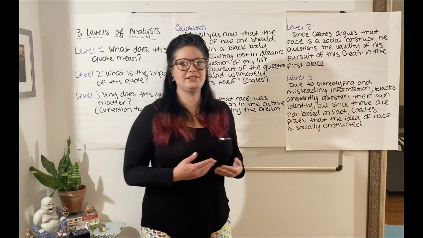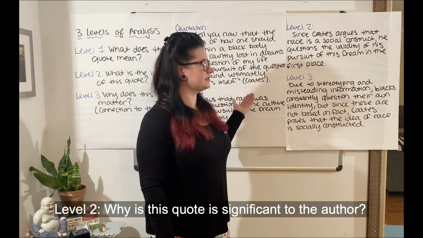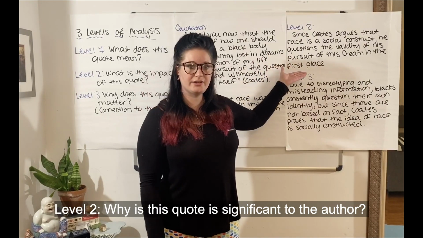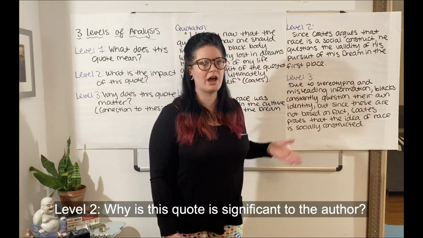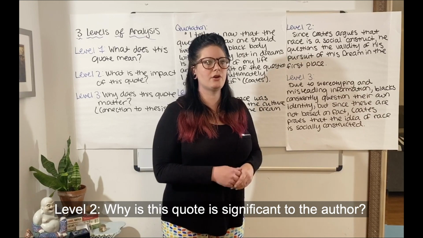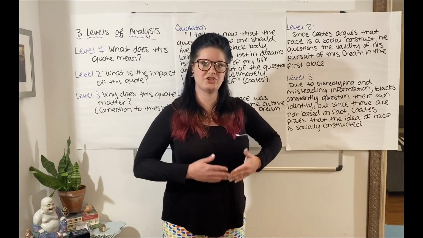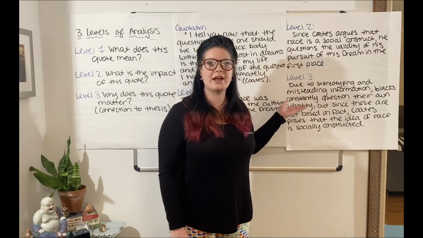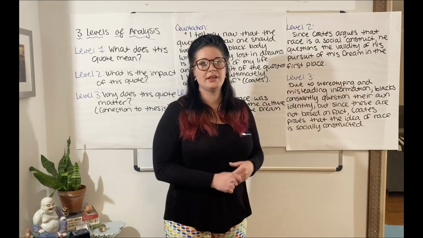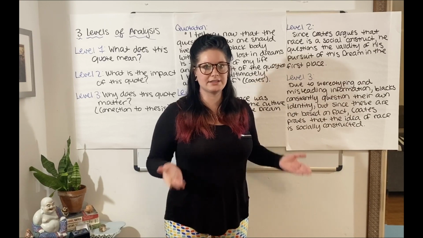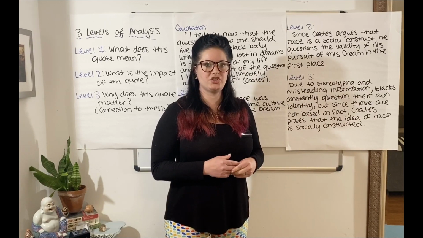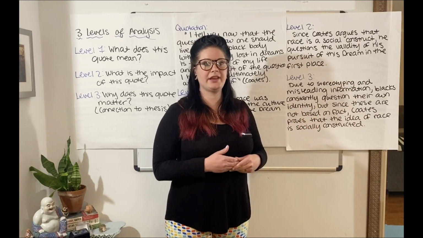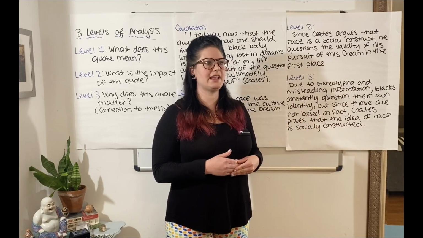So this gives us an idea of why this quote is so significant to Coates himself. It's making him question the validity of the dream, whether or not it's obtainable for him. So now we kind of get a sense of why she used it. First, she just explained what it actually means, and now she's telling us why it's important to the book itself. So level 3, why does this matter, is where she should tie it back to her thesis statement and explain why it's relevant to her essay as a whole.